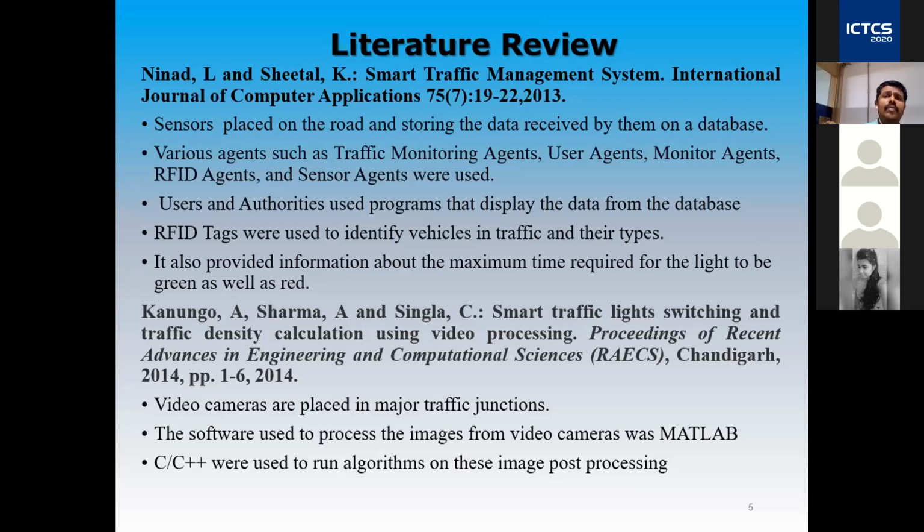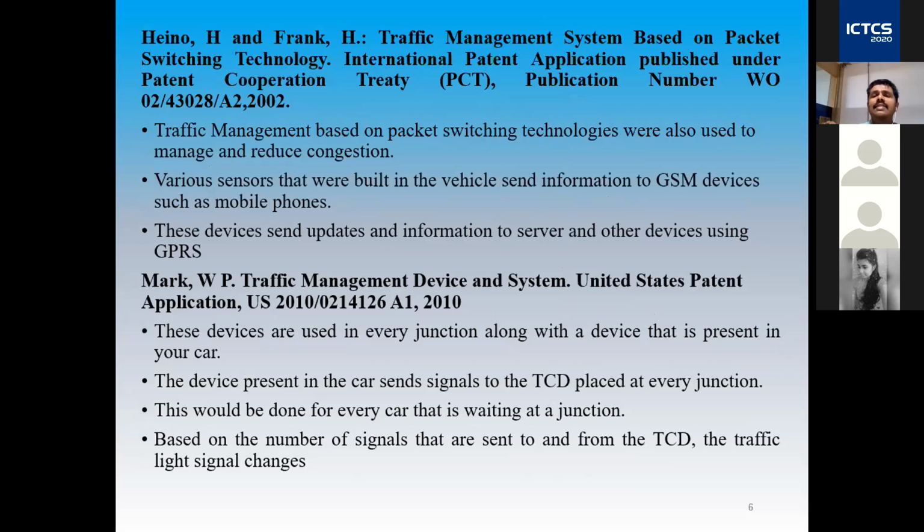Based on this information, they were able to determine the maximum time required for the traffic light to change from green to red. In another work, they used video cameras at major traffic junctions. For image processing, they used MATLAB with libraries, and a C++ program was used to run the algorithm for post-processing of the images. Then there are two patents from the US where they used packet switching technology for managing and reducing congestion.